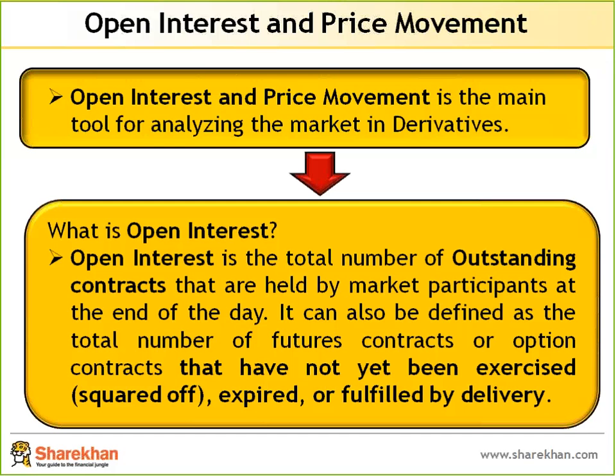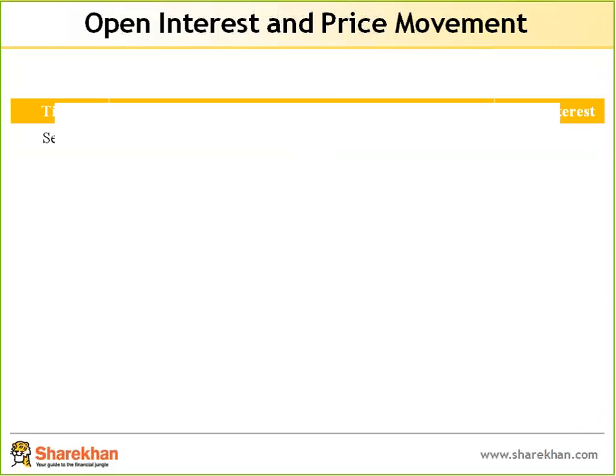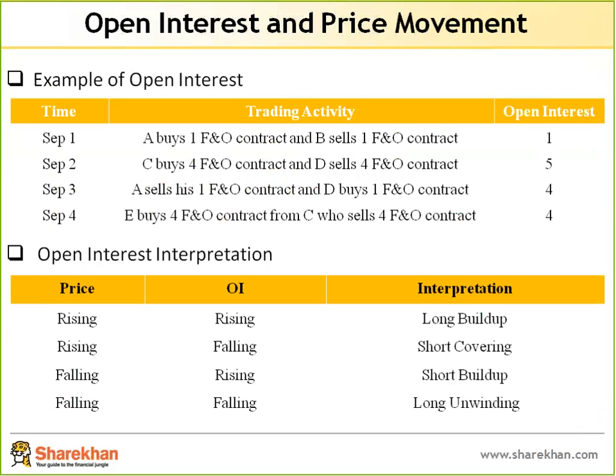It can also be defined as the total number of futures contracts or option contracts that have not been exercised, expired, or fulfilled by delivery. Now, this is the definition. In layman's language, it is basically the outstanding positions which are yet to be squared off by the market participants for this series. So this is the main definition of open interest. Now, we have also gotten queries about the basic formula of open interest, and how to interpret what kind of positions have been getting added into the market.